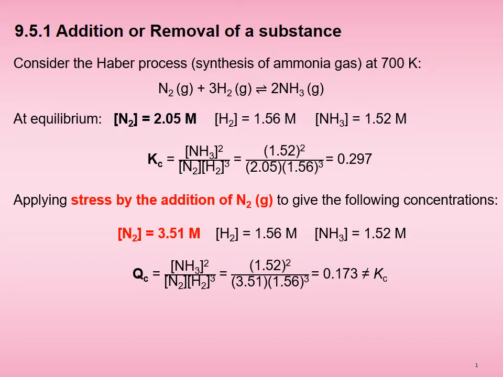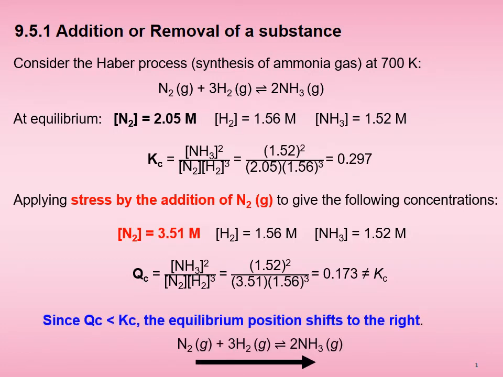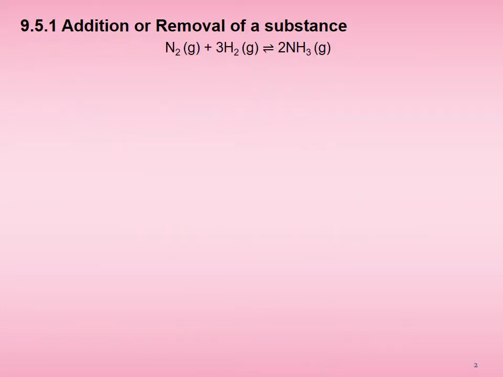Then we compare this QC value with the Kc value. 0.173 is less than 0.297. Since QC is less than Kc, the equilibrium position shifts to the right. Let's take a closer look at the example graphically.